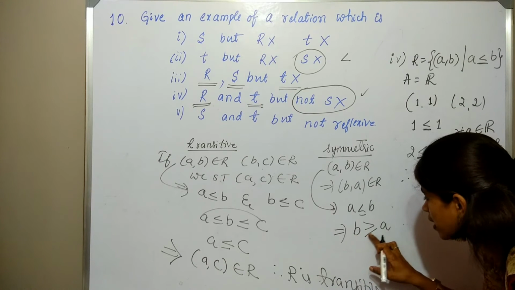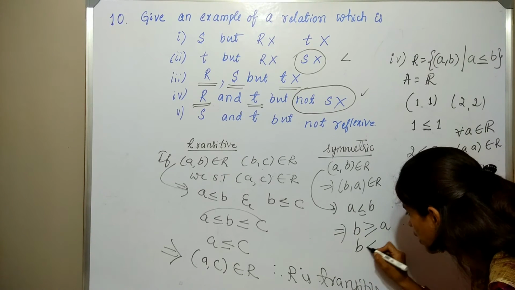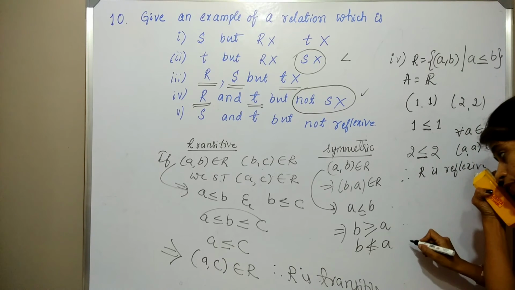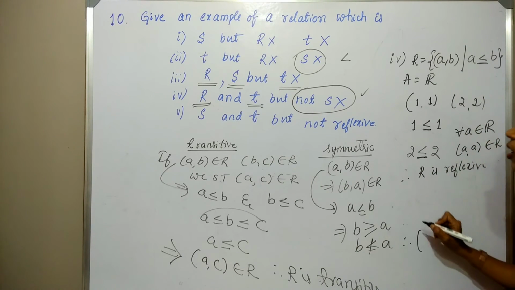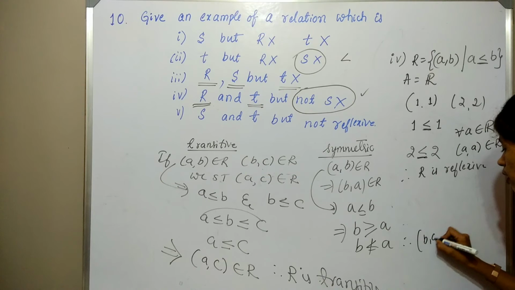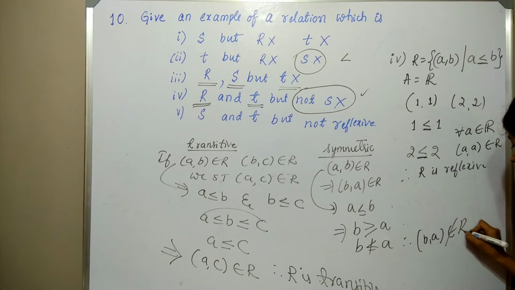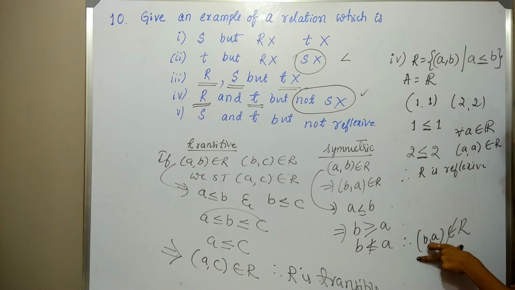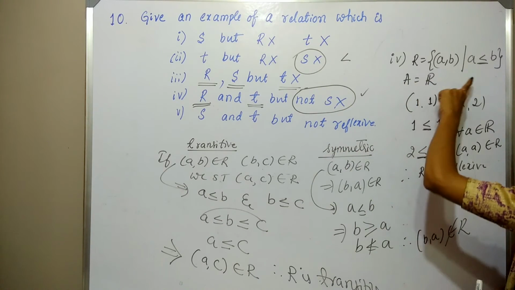So B is greater than or equal to A means B cannot be less than or equal to A. Therefore (B, A) does not belong to R. So (A, B) belongs to R does not imply (B, A) belongs to R, which is not symmetric.